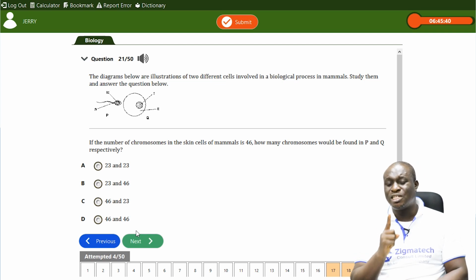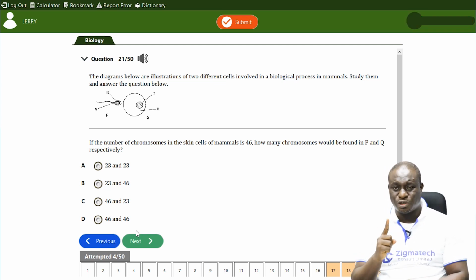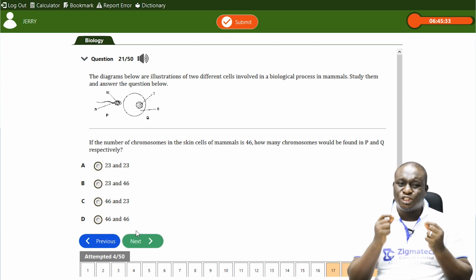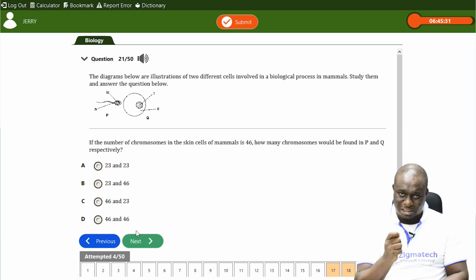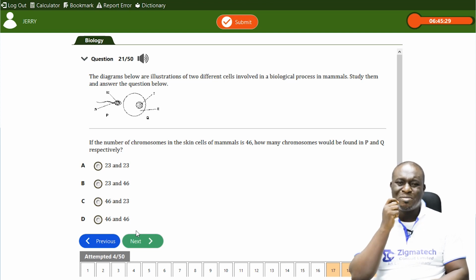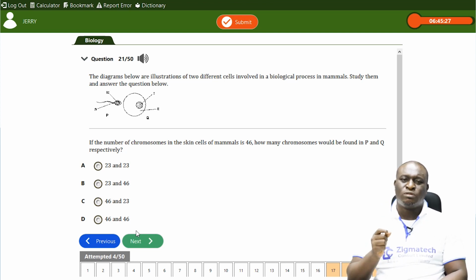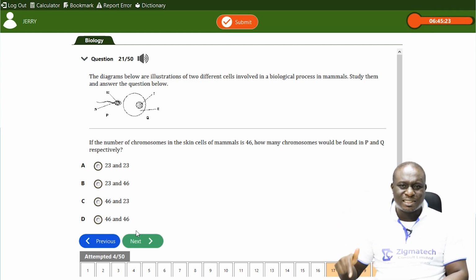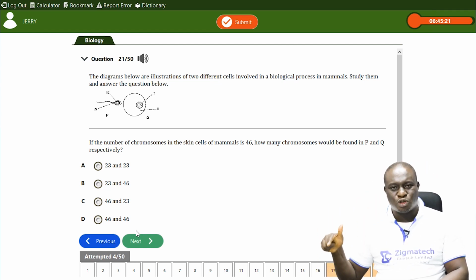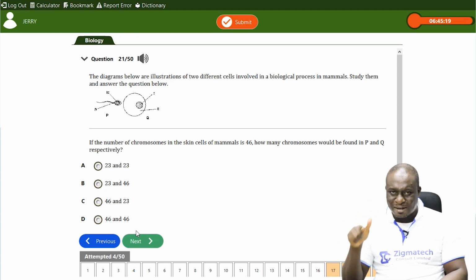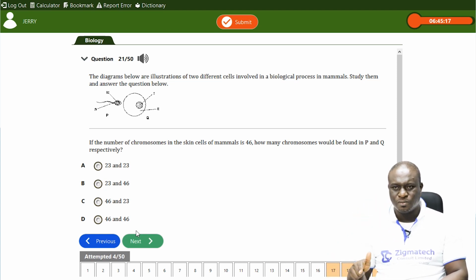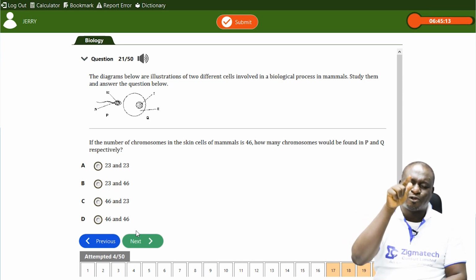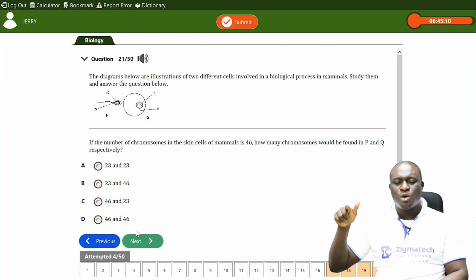Now, one thing you should take note of under mitotic cell division is that when a parent cell divides into daughter cells, the daughter cells are diploid. Now, what do we mean by diploid? It means that the number of chromosomes in the parent cell is the same as that in the daughter cells. They carry the same chromosomes. So if the parent cell has a total of 46 chromosomes, the daughter cells will also, each of them, have 46.